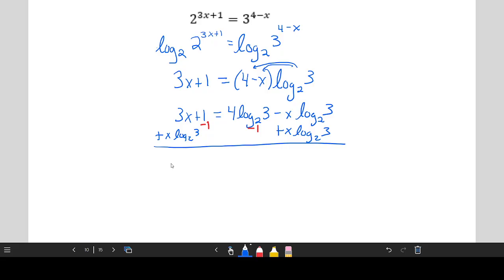Now we don't have any like terms here. I mean, we have two terms here with an x, but we can't combine them because we don't have an easy way to add 3 and log base 2 of 3 because we're trying to keep everything exact. So just leave those terms separate. And same thing over here. Can't combine those because we want to keep the log expressions exact.